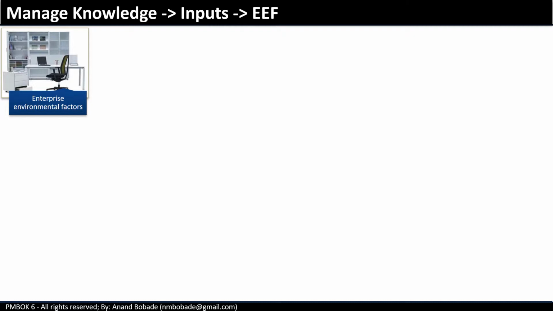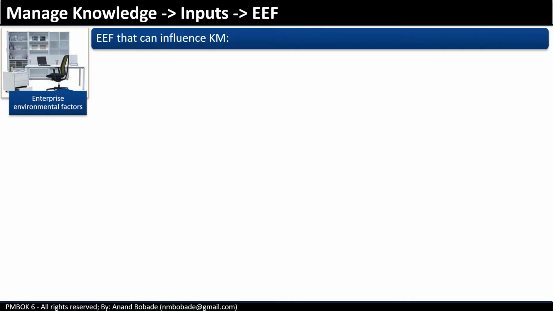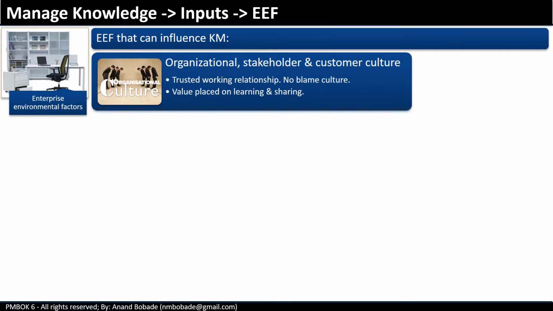Enterprise environmental factors can play an important role in managing knowledge. Important enterprise environmental factors that can influence knowledge management are organizational, stakeholder, and customer culture, like trusted working relationships, no-blame culture, and value placed on learning and sharing. Remember, during the introduction, we discussed that one of the most important parts of knowledge management is creating an atmosphere of trust so that people are motivated to share their knowledge.